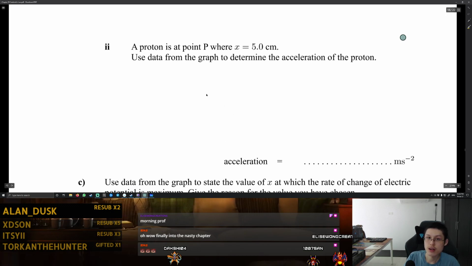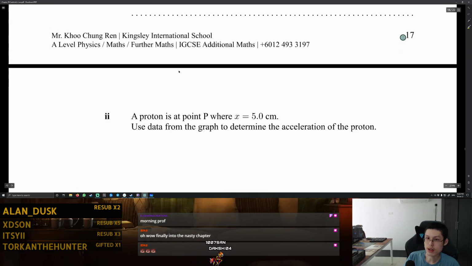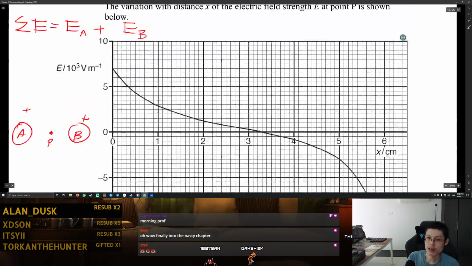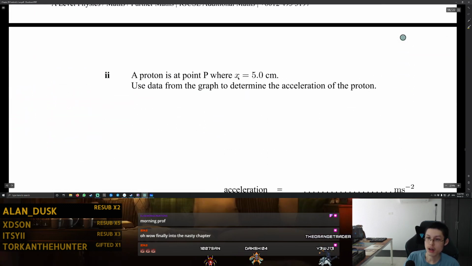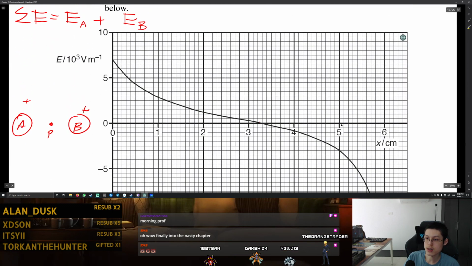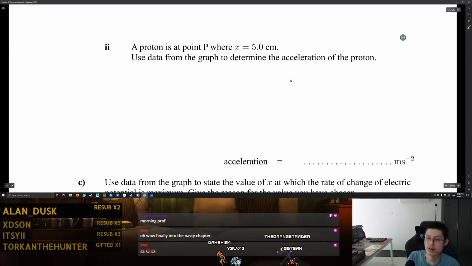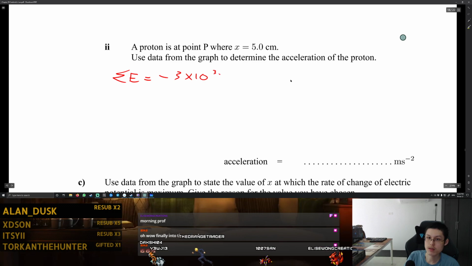You have a proton at a point P. Use data from the graph to determine the acceleration of the proton. All right, so this is where x is 5. So 5 is here. So resultant electric field strength is -3 times 10 to the power of 3. Okay. So how do I find the acceleration of the proton?